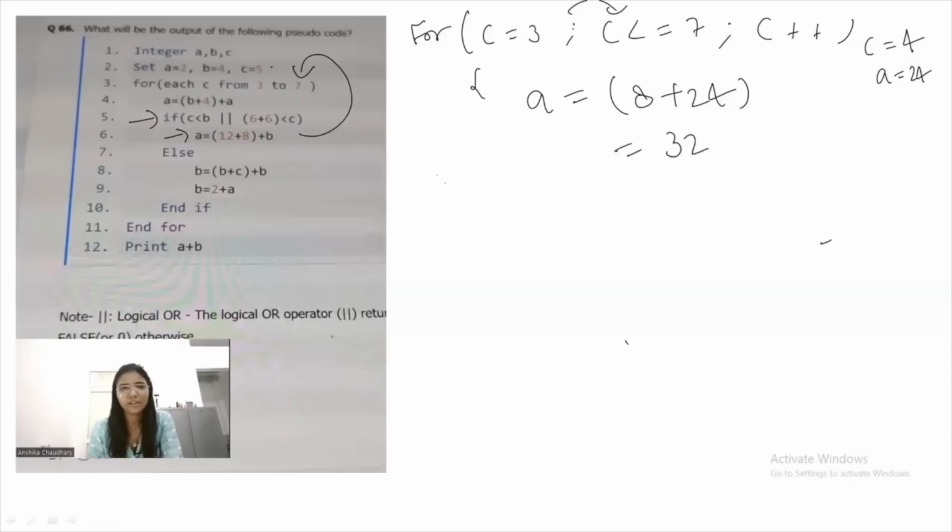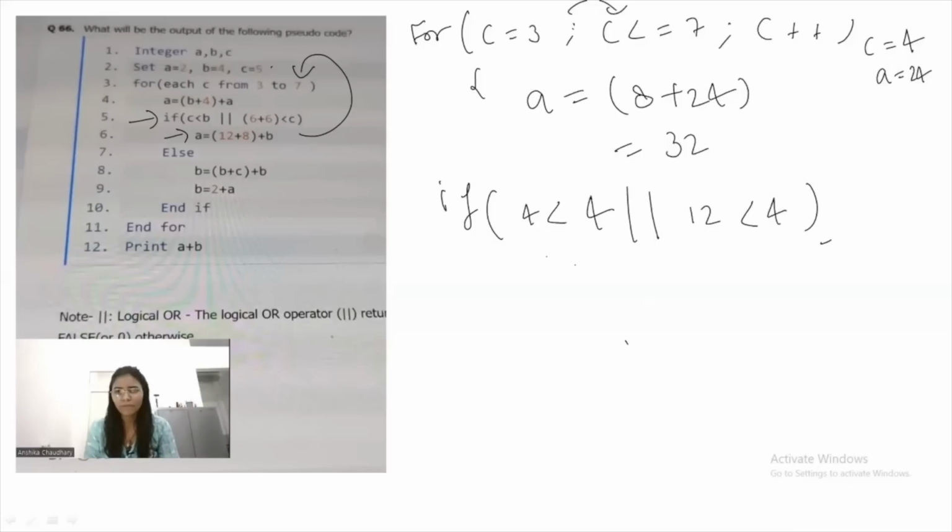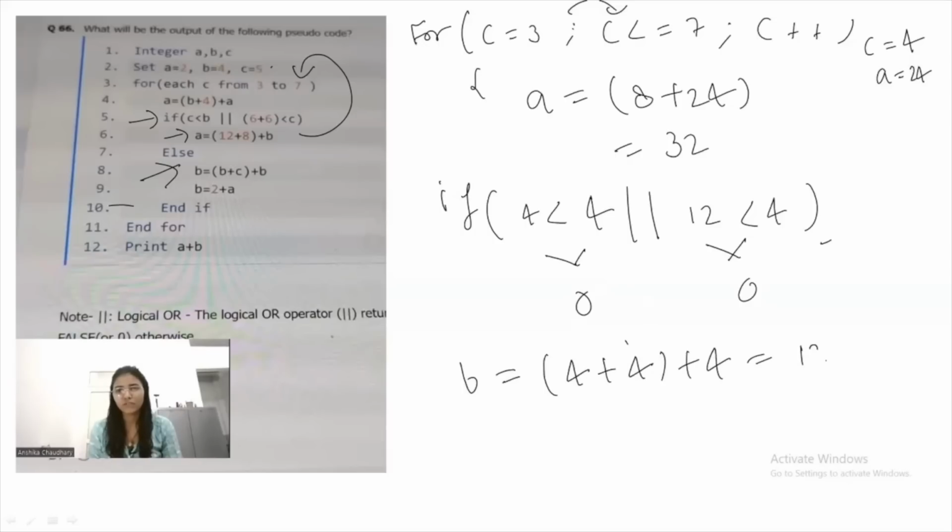Right. And we will come here in the if part. So what we will do, C is less than B. So C value is 4. 4 is less than 4, or here are some conditions, 6 plus 6, 12 is less than 4. Both of the conditions will become false, so the whole condition will become false and we need to come into the else part from here. And in the else part, b value will be updated to b plus c, that means 4 plus 4 plus 4, so it will become 12. Again we need to update the value of b by 2 plus a.